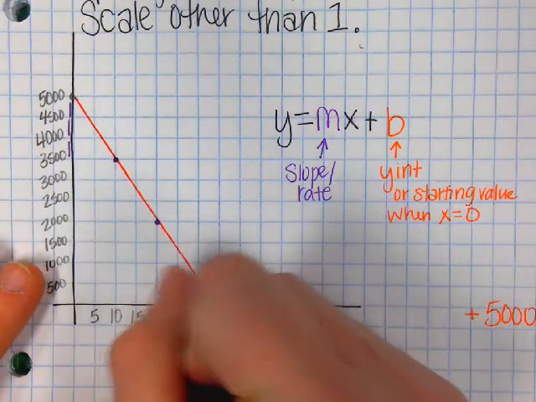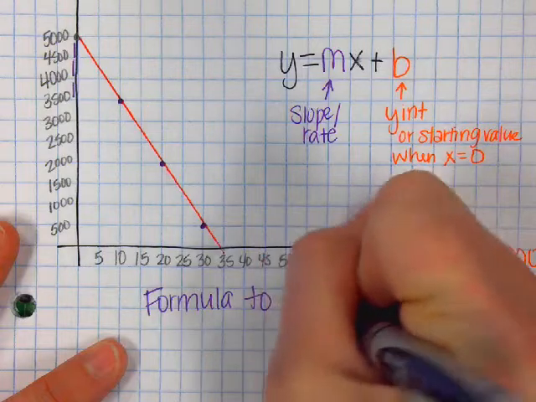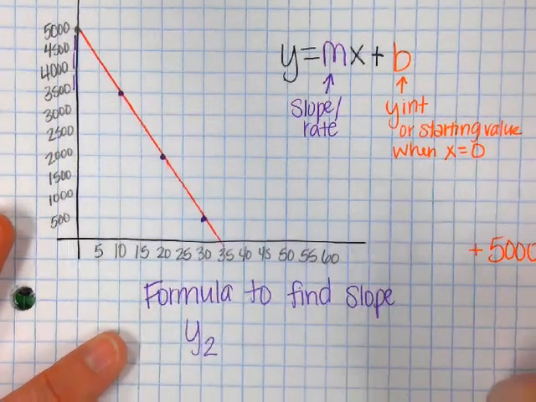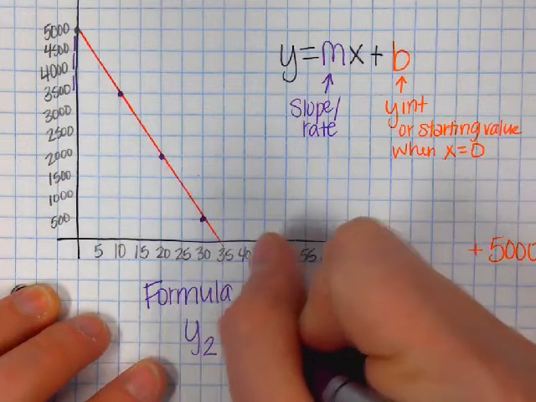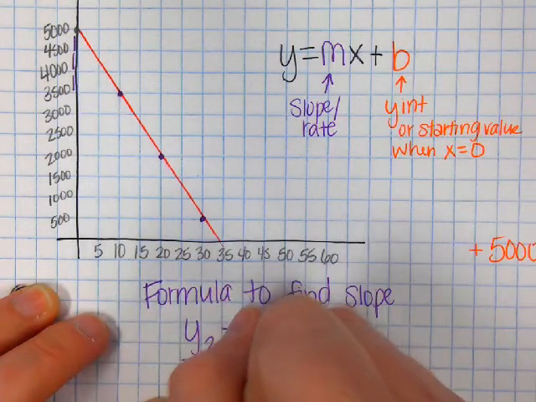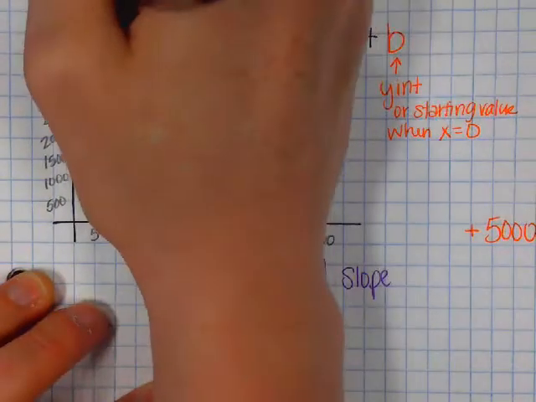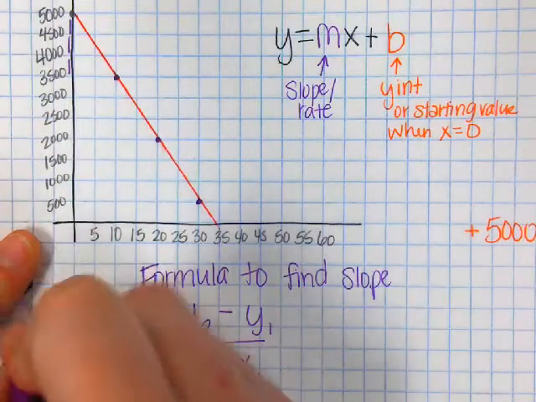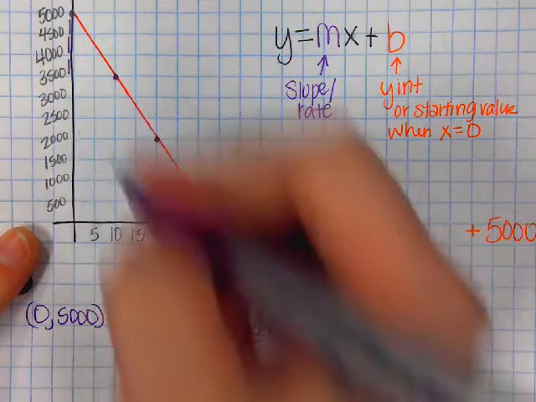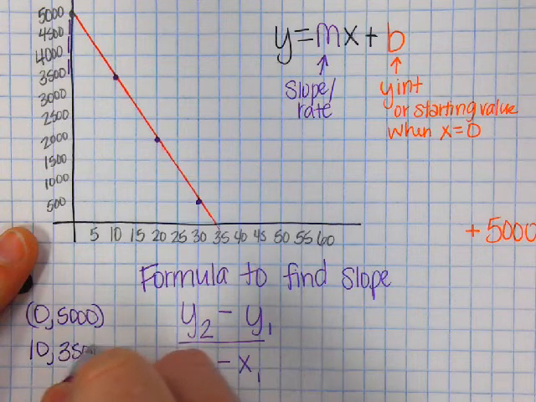So the formula to find slope is always y2, y sub 2. You take the second y value, subtract the first y value, and divide by x2 minus x1. So I'm going to take this point and this point. So we have 0, 5,000. And then we have the point 10, 3,500.